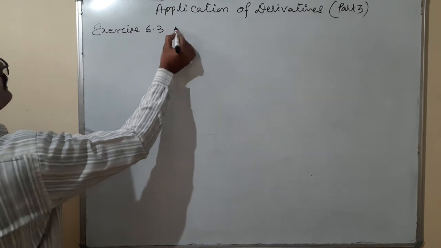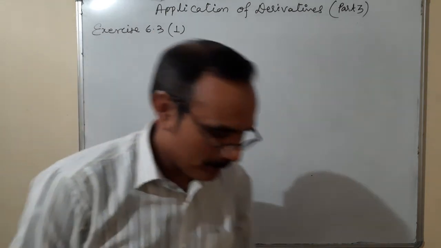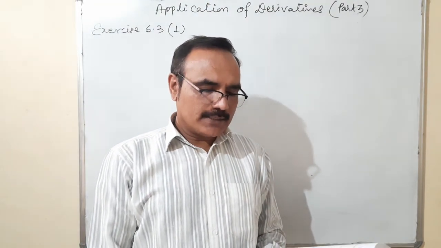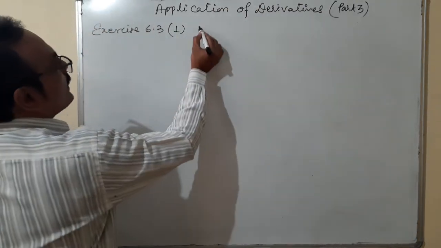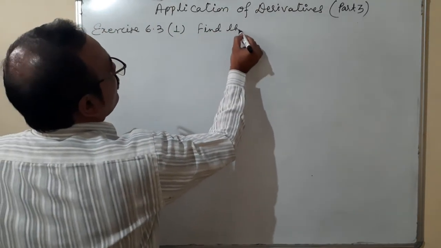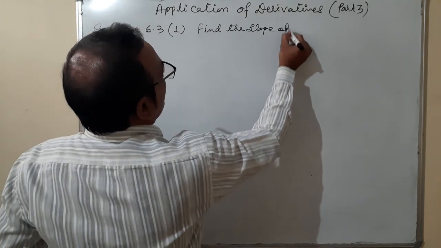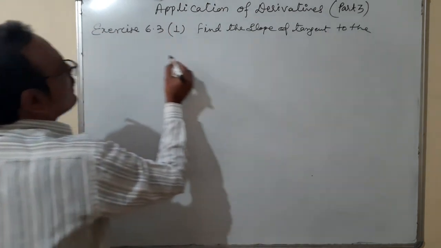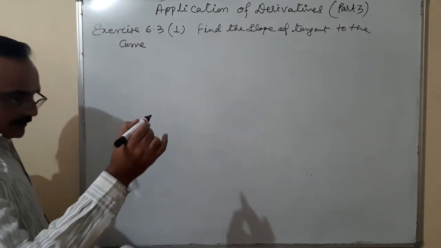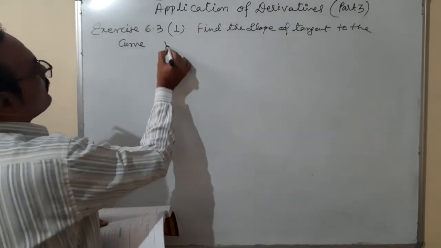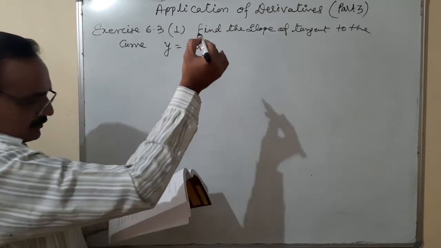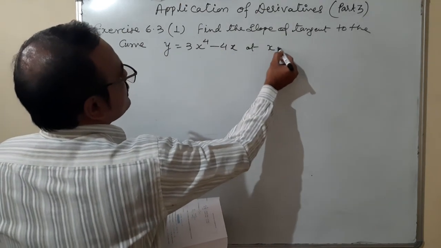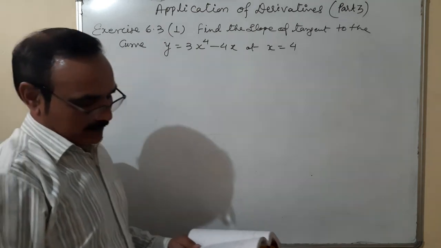Exercise 6.3, question number 1. First question: find the slope of the tangent to the curve y is equal to 3x to the power 4 minus 4x at x is equal to 4.